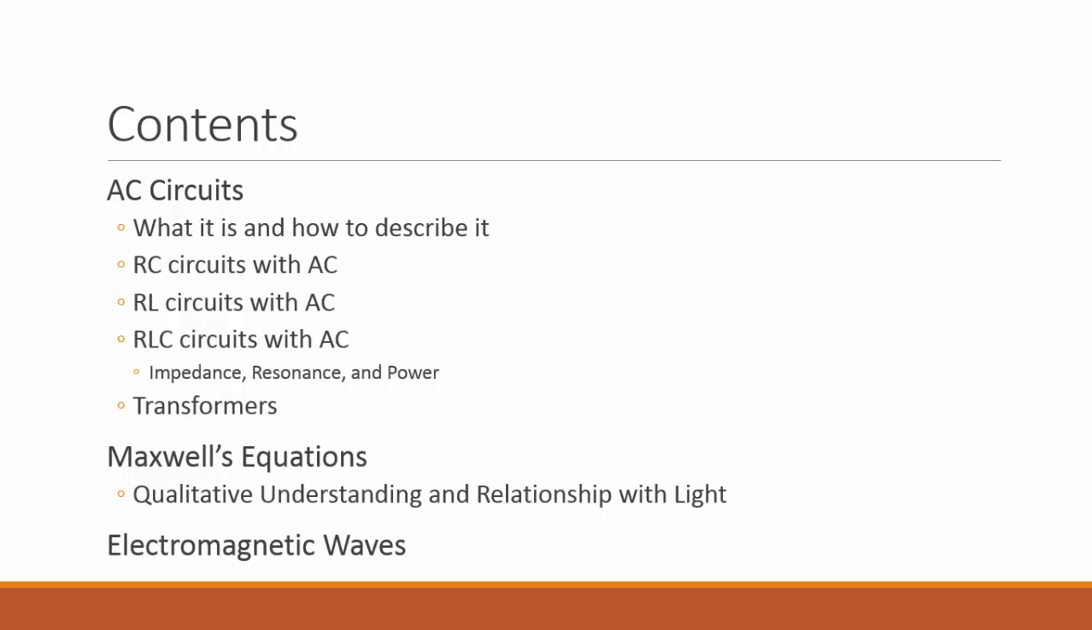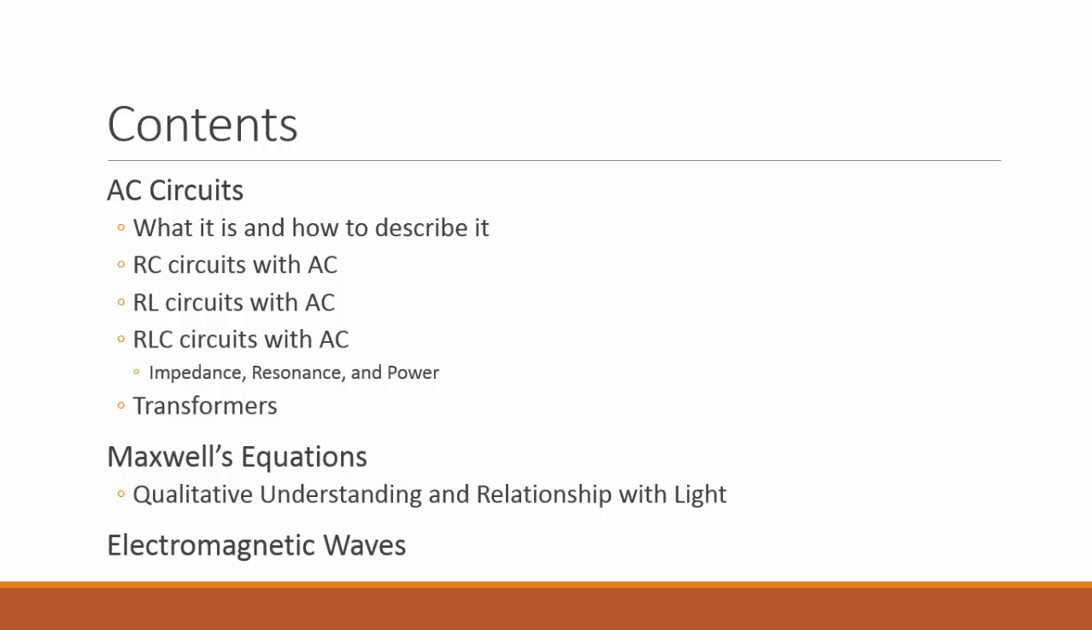We'll talk about how you describe alternating current, and how these circuit elements we talked about before, resistors, capacitors, inductors, behave in the case where you have an alternating current. Now, the basic idea of alternating current is that it continuously changes over time. And that makes it a little bit more tricky to understand because there's a time dependence that's not found in direct current circuits.